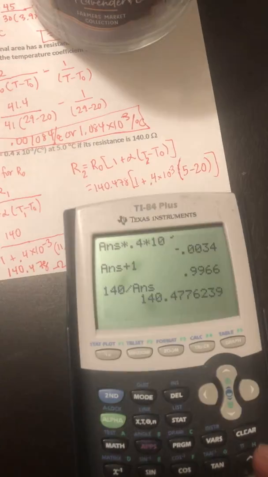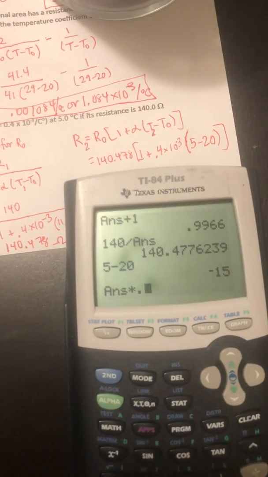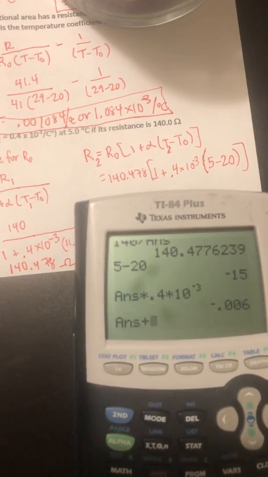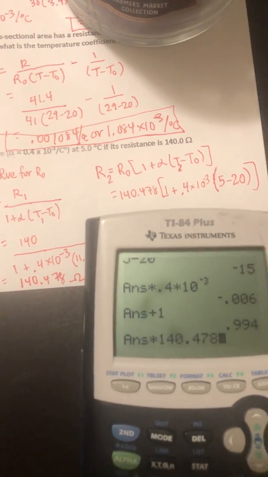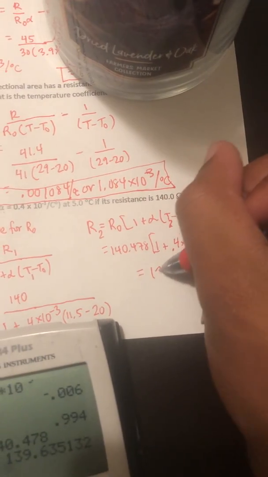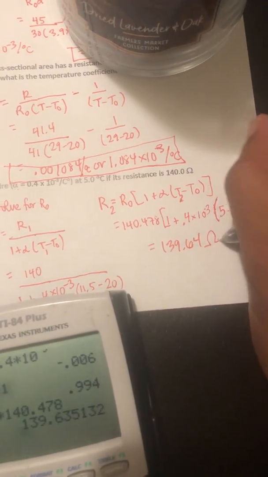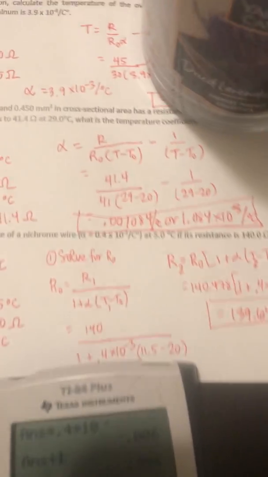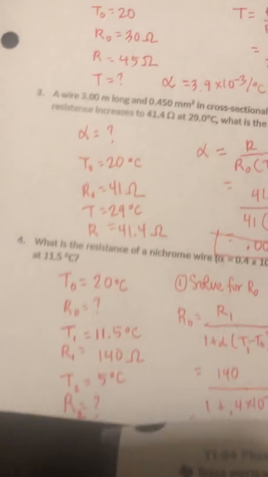All right. 5 minus 20 times 0.4 times 10 to the negative 3 plus 1 times 140.478. You should get 139.64 as the resistance. Now, some of you might be like, wait, but when I did it the normal way, I got that. And that works for this problem, but it's not going to work like that for every problem. So just stick to this method of finding R naught. All right.